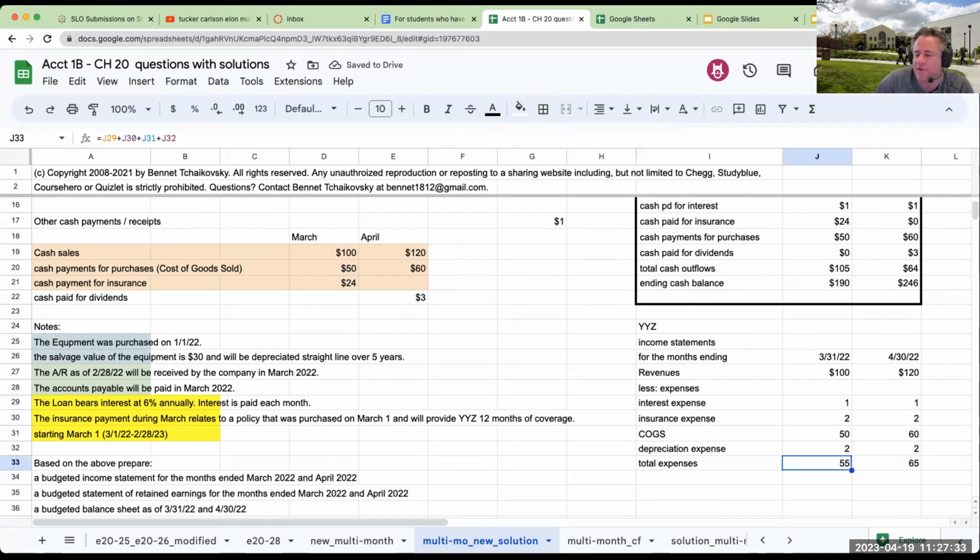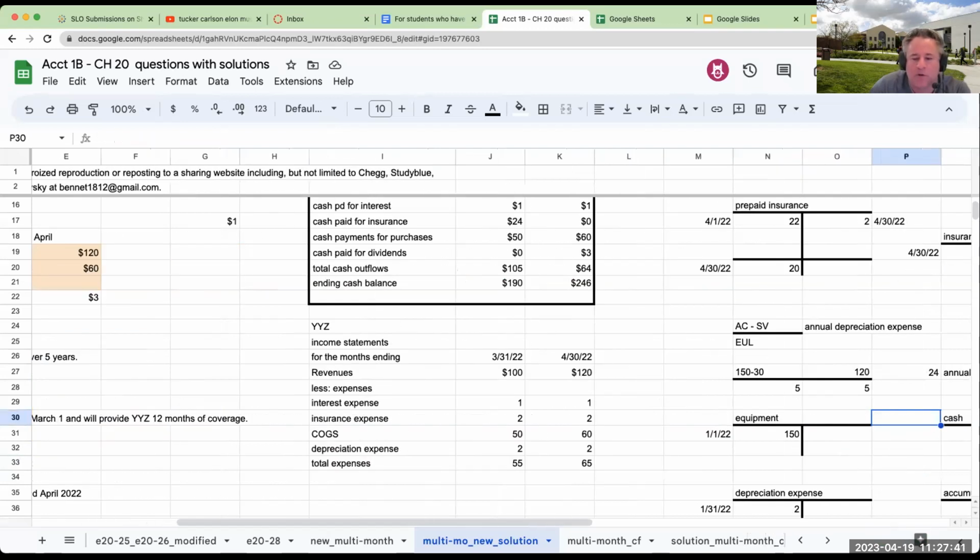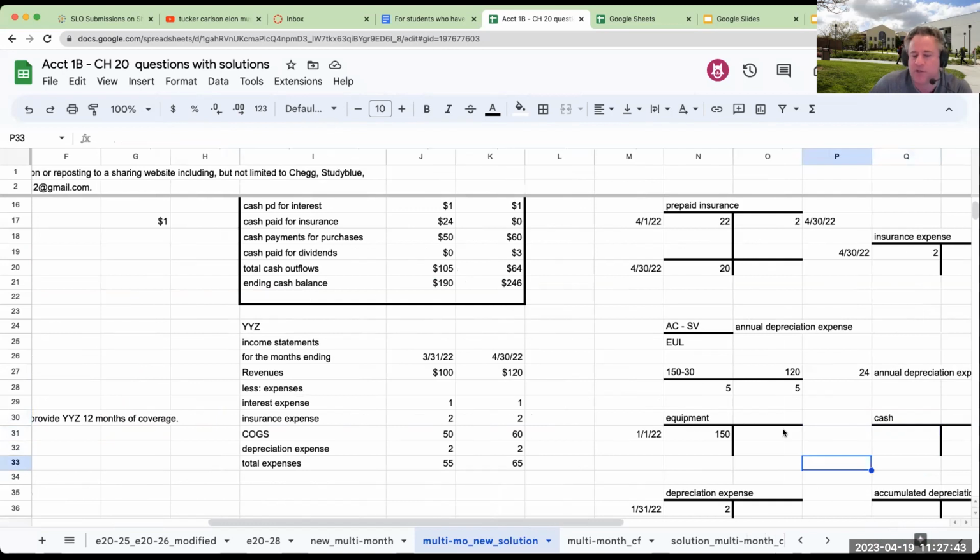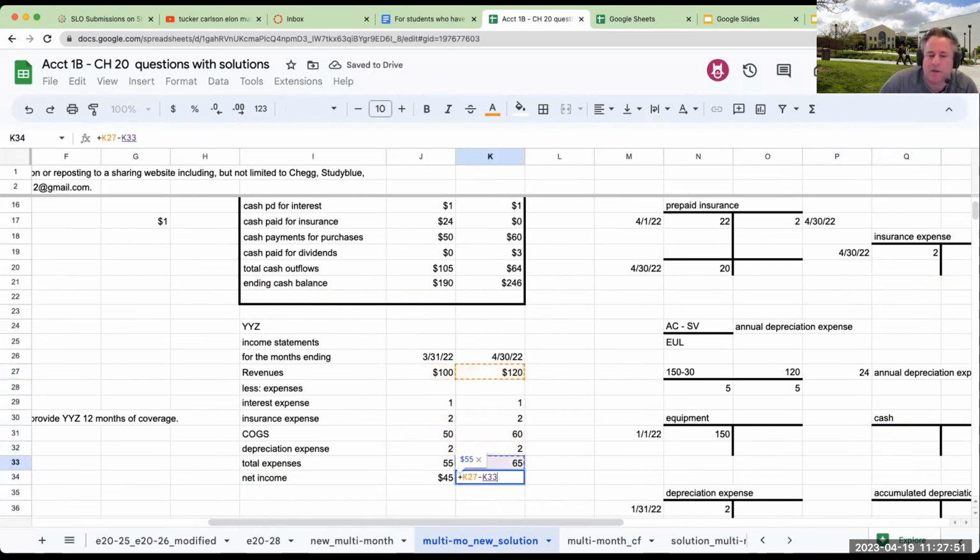right over here at 55 and 65. Remember, depreciation expense does not go on the cash flows, right? It's a non-cash item, right? So over here, depreciation expense, accumulated depreciation. So my net income is going to be 45. And over here, it's going to be 55. I'm just going to pause really quickly.